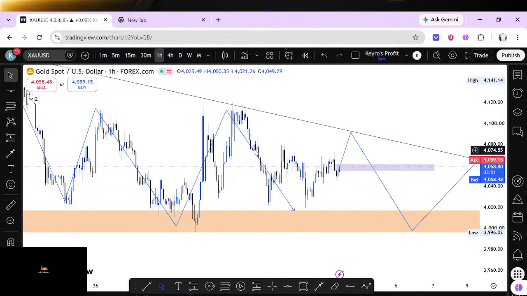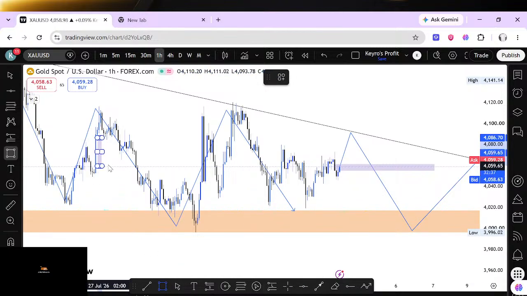So for example, in here we saw there was a gap here. This was a very huge gap down here. Yeah, this was a very huge gap.